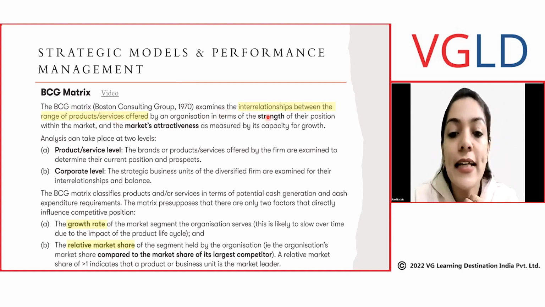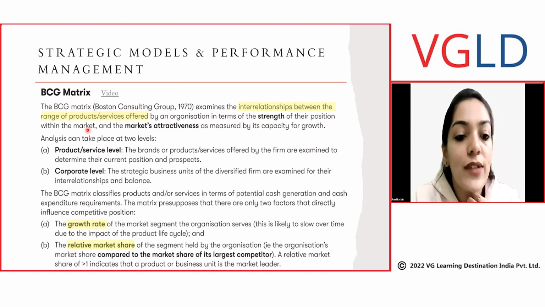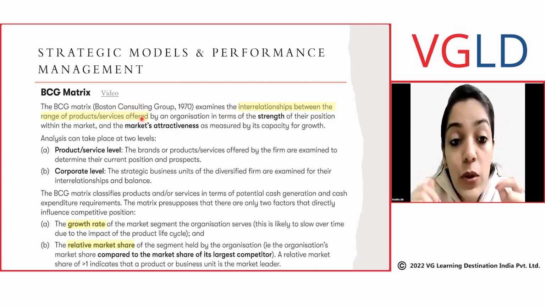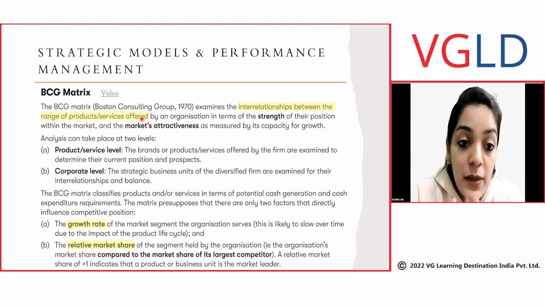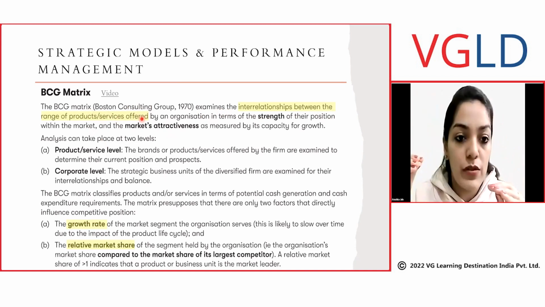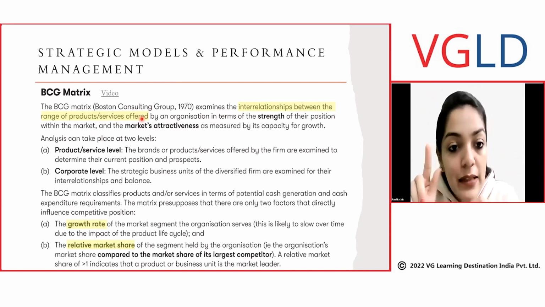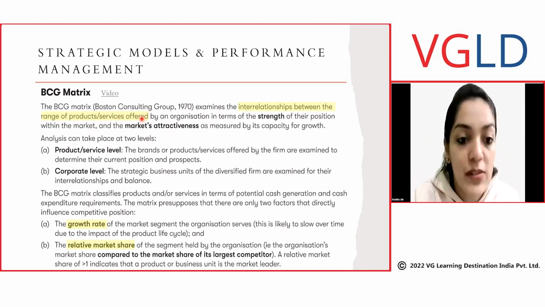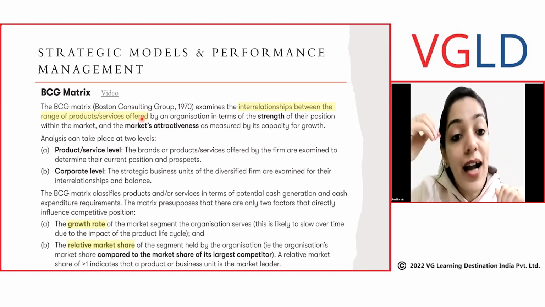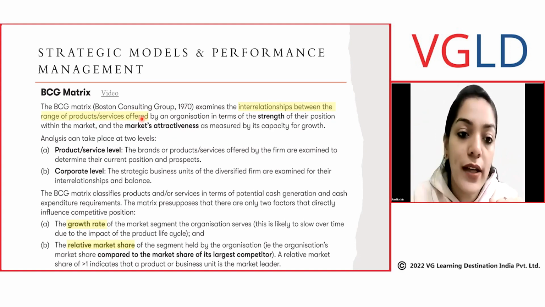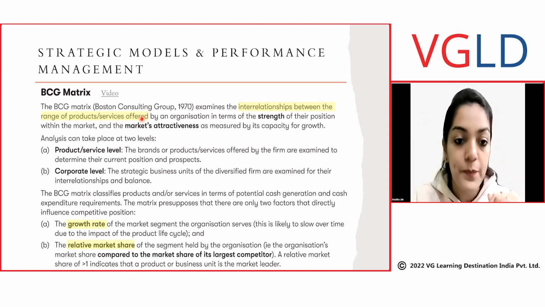It examines the interrelationships between the range of products or services offered. So it is talking about what? Your products and services. Remember that within a company, you're not classifying companies in the BCG metrics. You are classifying their products or services in the BCG metrics. Remember that. Students remain confused that they classify companies in BCG metrics. No, you're classifying a company's products in the BCG metrics so that the company can decide what action to take on the basis of that classification.